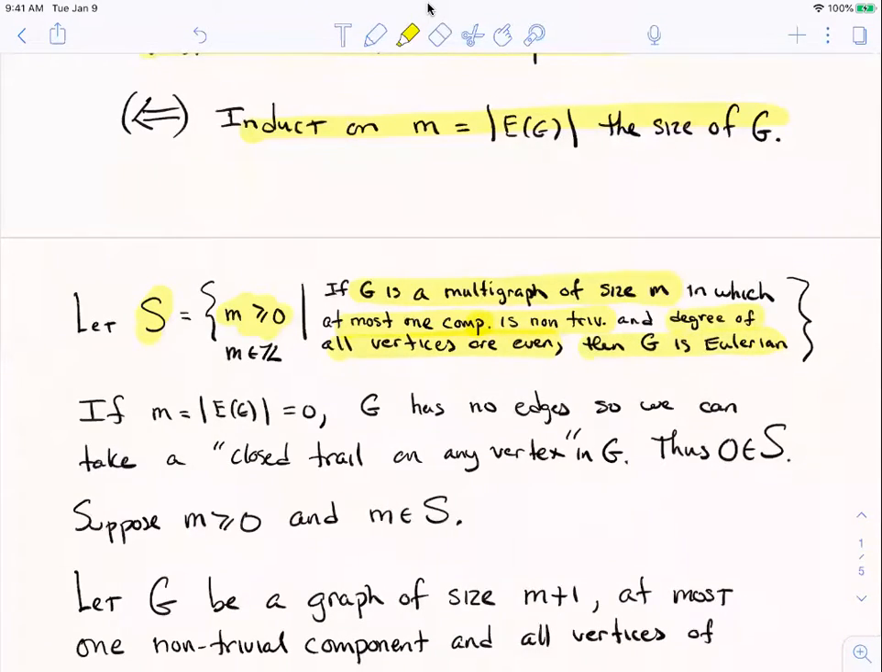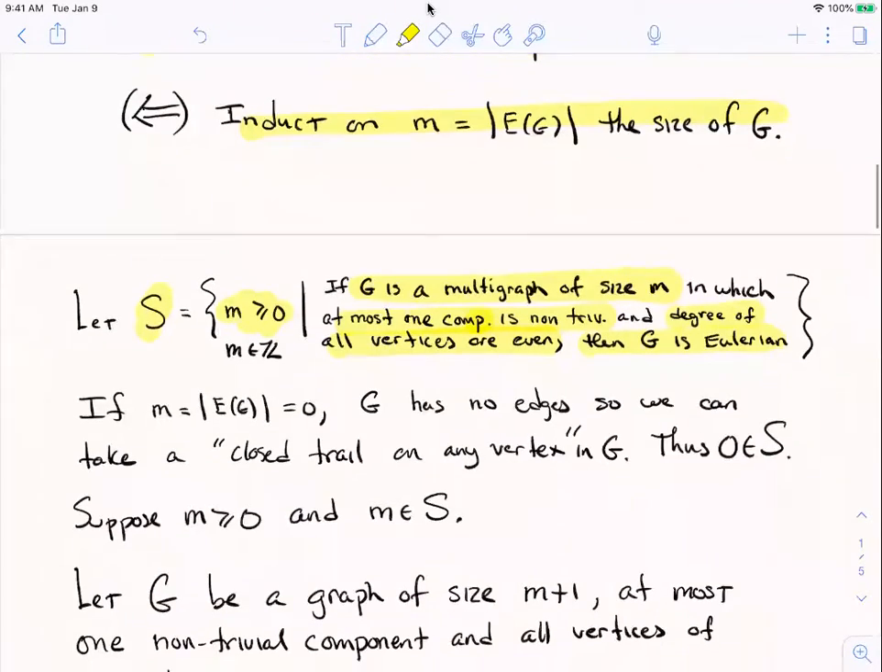So if you like, you could say that this set S is the set of m for which the theorem holds for multigraphs of size m. That when they satisfy this condition, that they have at most one component that's non-trivial and all the vertices are even degree, then they're Eulerian. Okay, so I'm going to try to show you that that set S is actually the set of all non-negative integers, and I'm going to try to do that by induction.